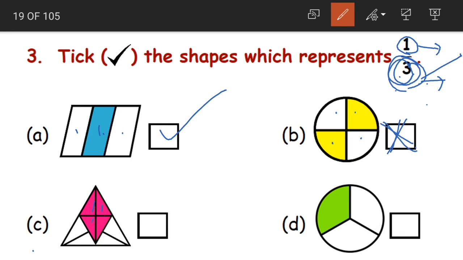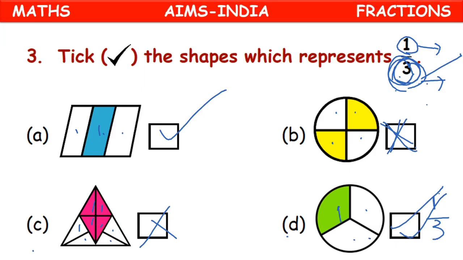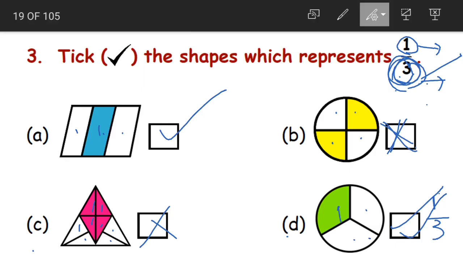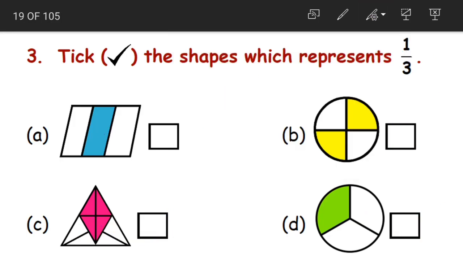Coming to C, 1, 2, 3, 4, 5, 6, 7, 8. It is divided into 8 parts, children. But we want only 3. So again it is our wrong answer. Coming to D, 1, 2, 3. Yes, 3 is the total parts and only one part is shaded. So option D also represents 1 by 3. Understood? And with this, I hope the concept of fractions is clear to you, children.